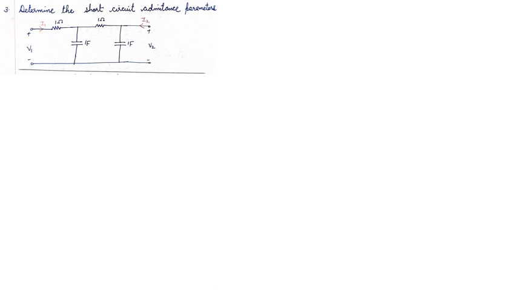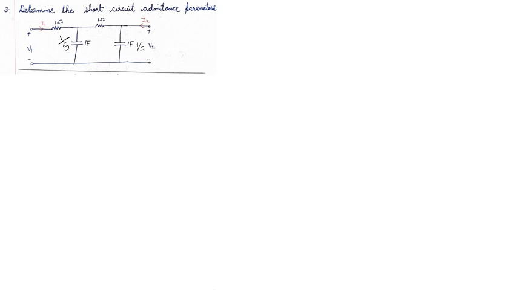Then next problem, determine the short circuit admittance parameter for the given network. So consider this as a homework and complete it. Here it is 1 farad capacitor. So the transform impedance is 1 by Cs. So 1 by 1 into S, 1 by S. Here also it will be 1 by S.